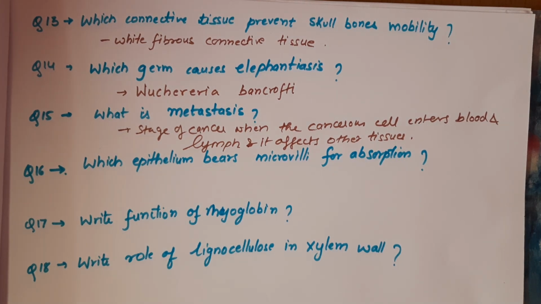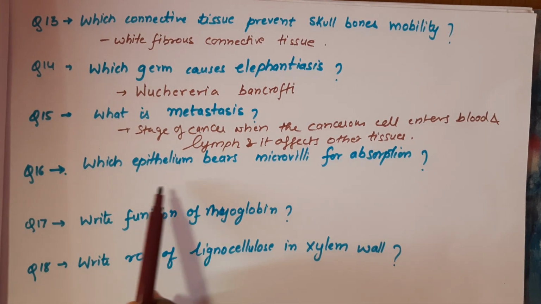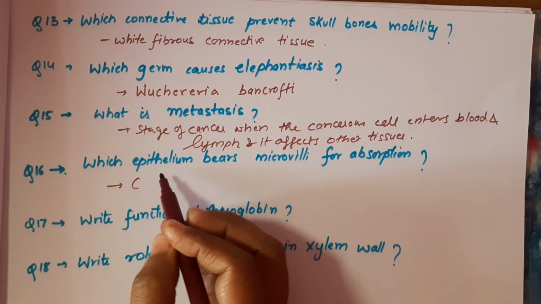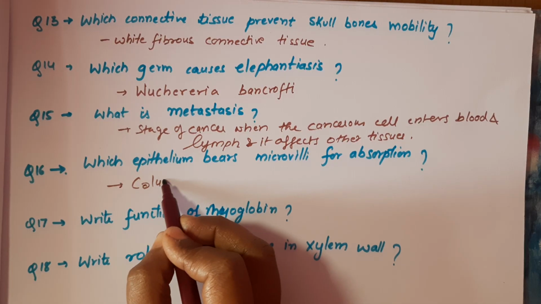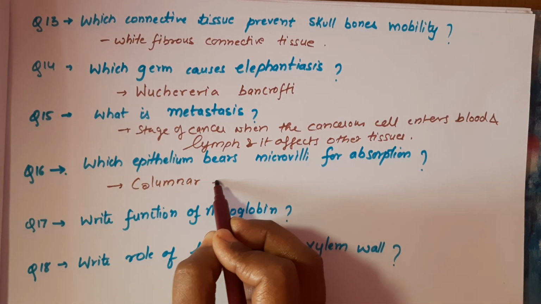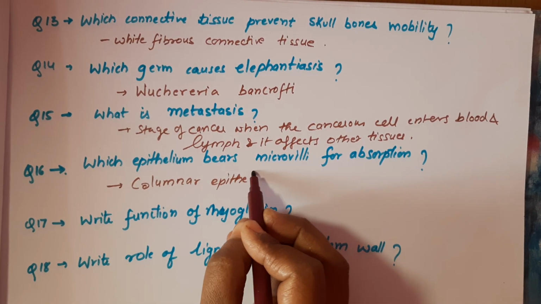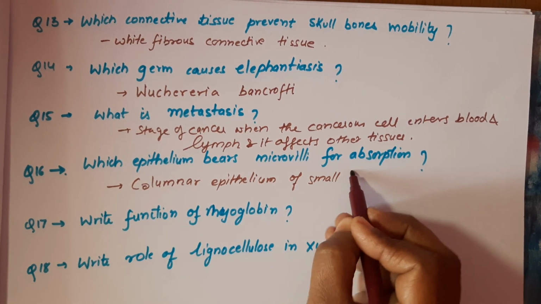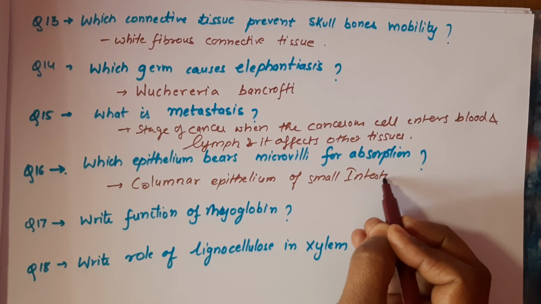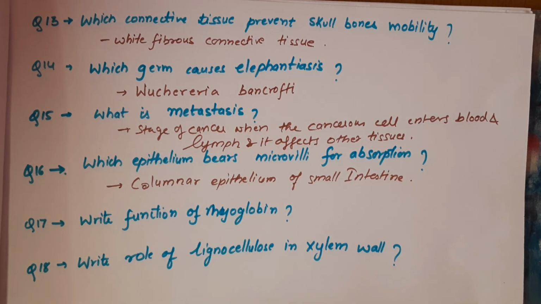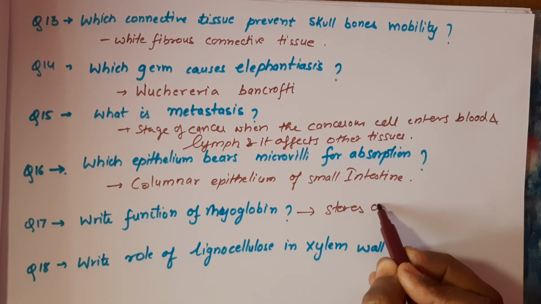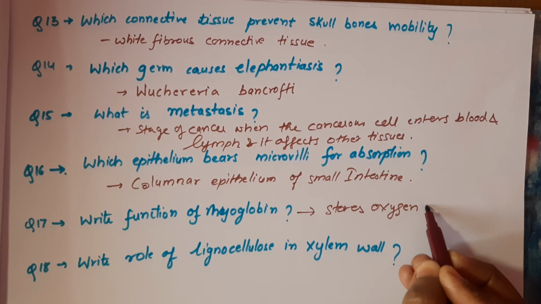The next question is, which epithelium bears microvilli for absorption? The answer is the columnar epithelium of the small intestine. The next question is, write the function of myoglobin. Myoglobin stores oxygen in the muscles.